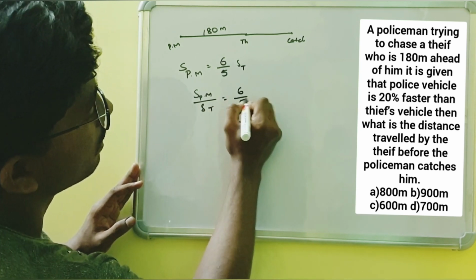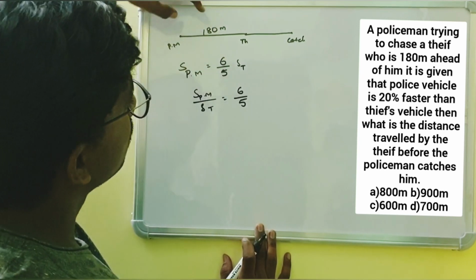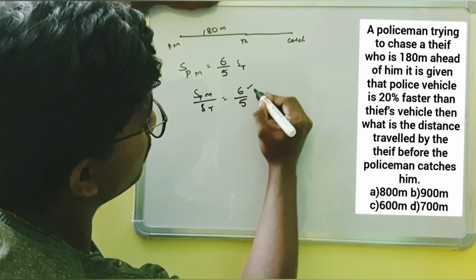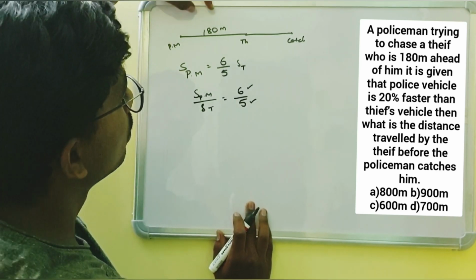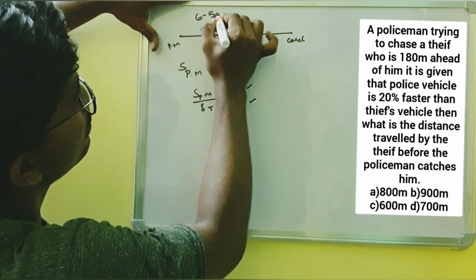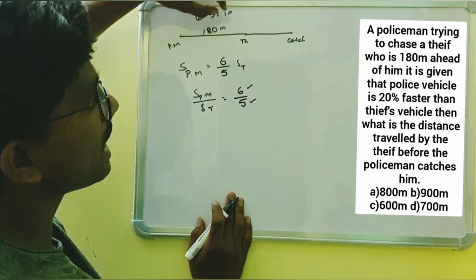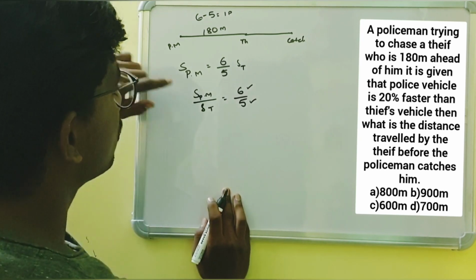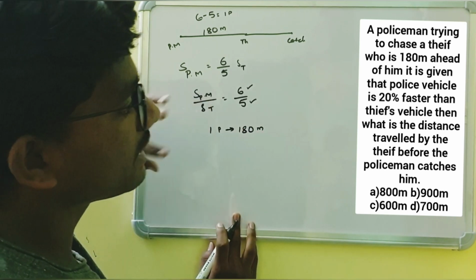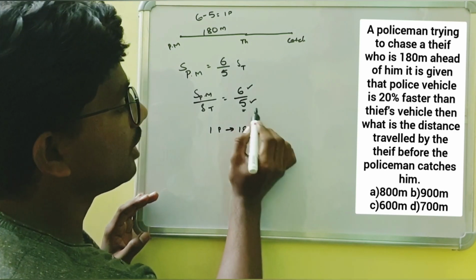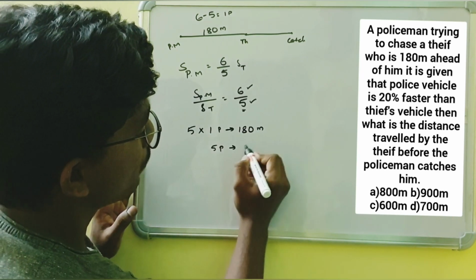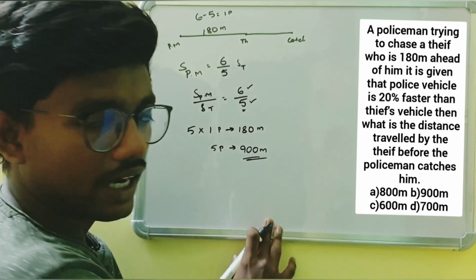So the speeds are in the ratio 6:5. Okay, see here the policeman has to cover a distance of 180 meters. The relative speed will be, here the speed of the policeman is 6 parts and the speed of the thief is 5 parts. So this distance has to be covered with a relative speed of 6 minus 5, which is 1 part. So here 1 part is nothing but 180 meters. Here it is asked what is the distance traveled by the thief. So here it is 5 parts. So directly multiplying it with 5, we get 900 meters as our answer.